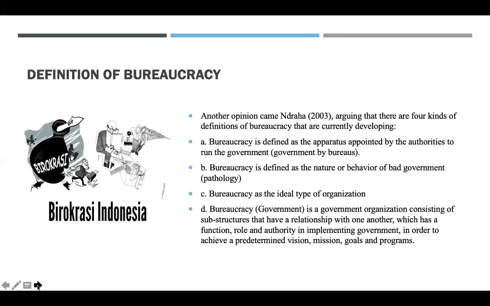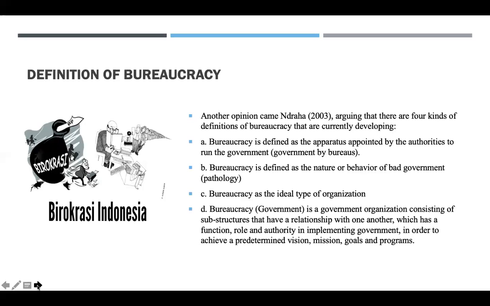So if something bad happens in government, like for example corruption, nepotism, and so on and so forth, then you are in a bureaucracy, because it defines the behavior of bad government. And then the third one is bureaucracy as the ideal type of the organization. I think the third one is the same as the first definition, Toha's definition.